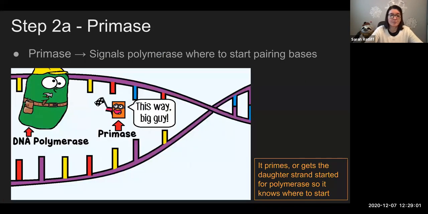Step 2. First part is primase. Here we go. It'll tell us what it does. Primase primes or gets things started. It's going to signal where to start this matching base pairing process. So it's going, hey, over here, we're going to start over here. I'm going to get a little bit going here, and then you can take over and continue to pair those bases.